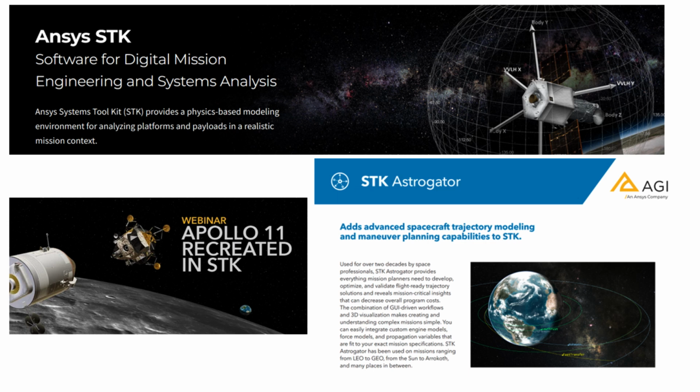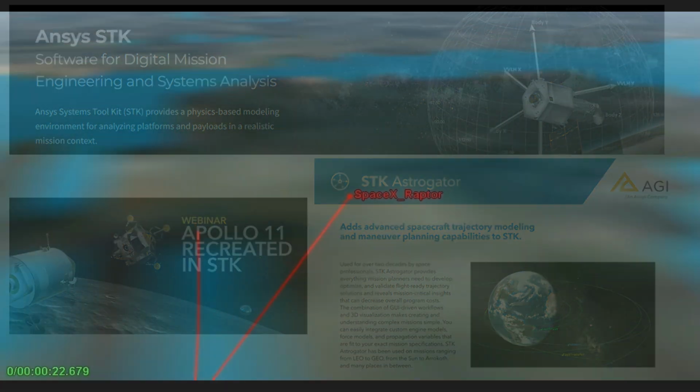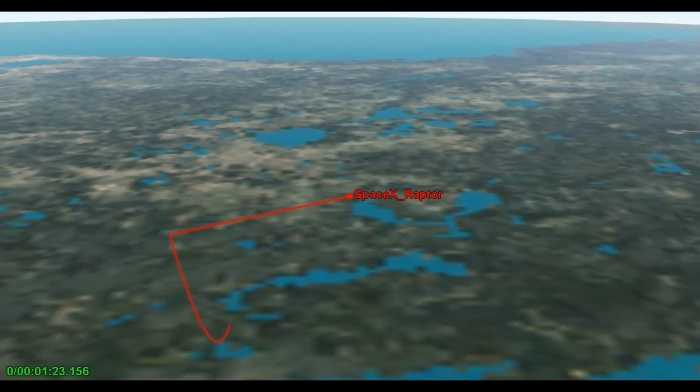In this simulation, we are using Astrogator in Systems Toolkit STK by ANSYS, simulating the Apollo 11 mission. This exercise is part of our broader project paralleling the NeoVision lunar mission's concept of operations. We begin with the launch view using the SpaceX Raptor rocket.